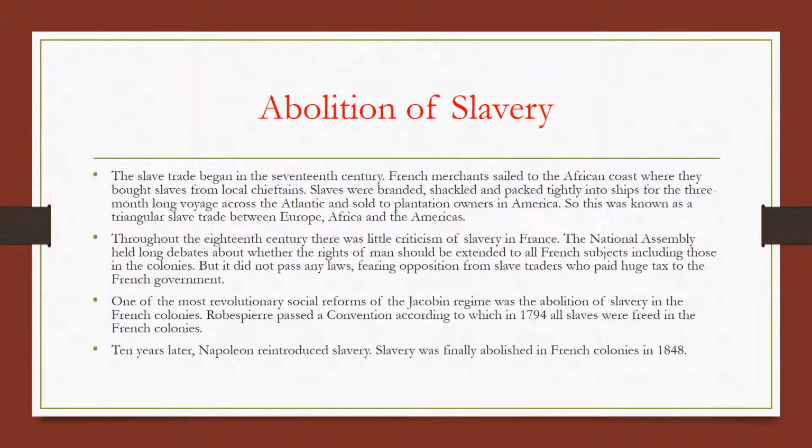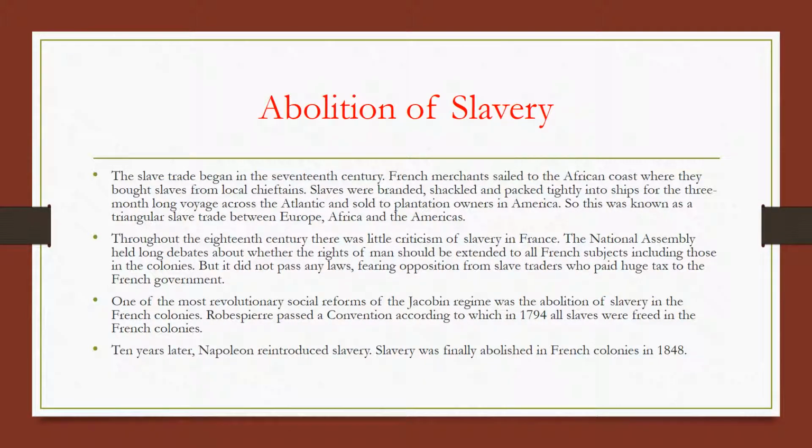Let us see how slavery in France got abolished. The slave trade began in the 17th century. French merchants sailed to the African coast where they bought slaves from local chieftains. Slaves were branded, shackled and packed tightly into ships for the 3-month-long voyage across the Atlantic and sold to plantation owners in America. So this was known as the triangular slave trade between Europe, Africa and the Americas.